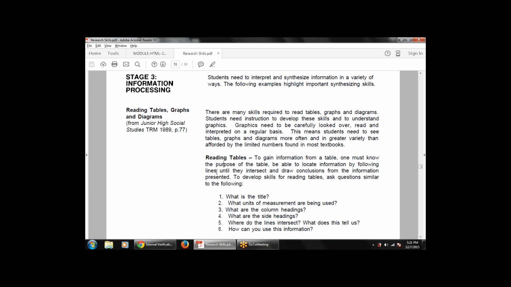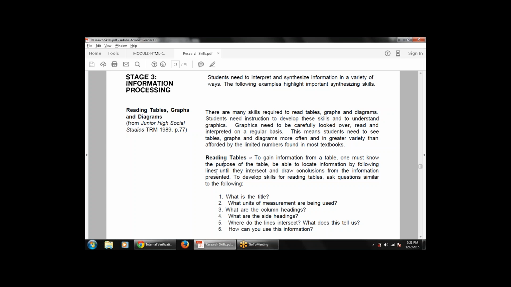So to develop the skills for reading the tables, ask questions like the following. What is the main title? What units of measurement are being used? What are the column headings? This is important: if I am creating a table, what are the column headings, what are the field names? Then, what are the side headings? Where do the lines intersect, and what does this tell you?